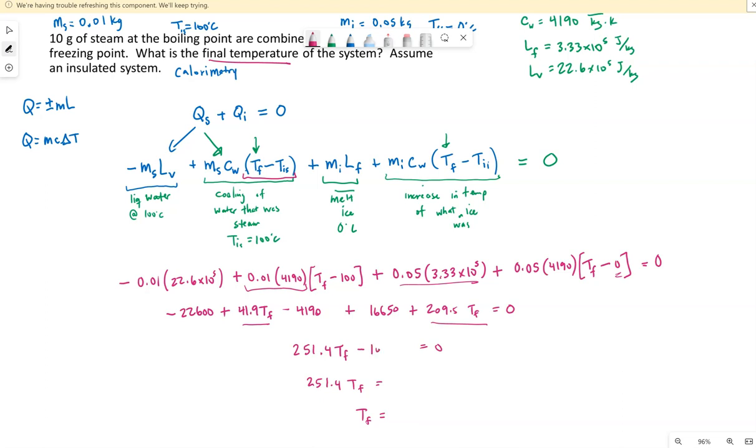I'm getting 101.40. There we go. That makes more sense. Now my units on this are degrees Celsius because my initials that I plugged in were in Celsius. The difference in Celsius is the same as the difference in Kelvin. So by leaving my initial T's in Celsius, my final T is also in Celsius.